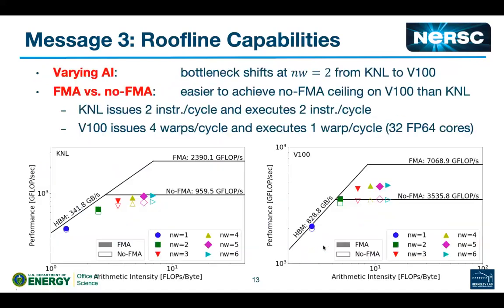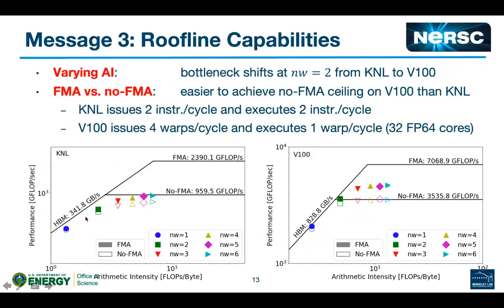So starting with the first 2 benchmarks, as we increase NW, we can see that the arithmetic intensity is growing, so is the performance. But on both platforms, the performance seems to be capped at some point.